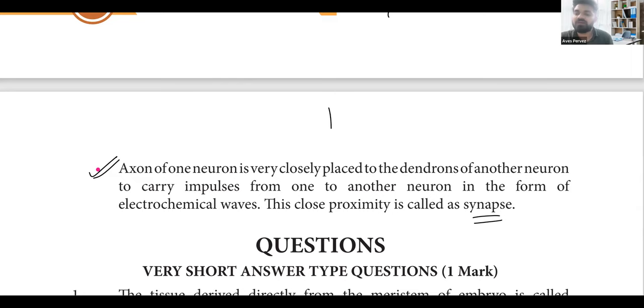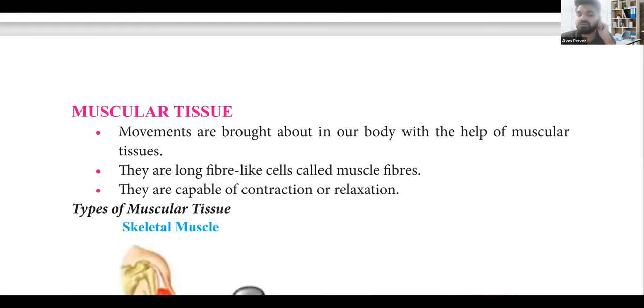Now we are going to study muscular tissue. Muscular tissue has fibers or a flesh-like structure, and it is responsible for contraction and relaxation. Because of that, our body is able to move and perform specific functions. Muscular tissue is very important, and it helps in the movement of various body parts and proper functioning of the body.